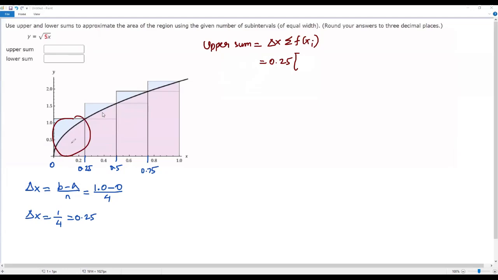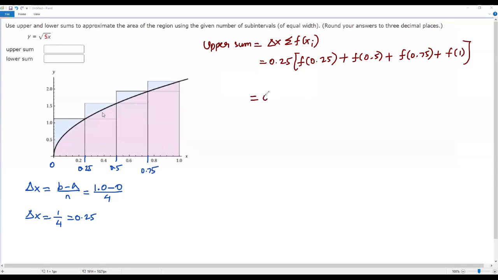Let's consider the first rectangle over here. The left endpoint is 0, the right endpoint is 0.25. Since we do the upper sum and right endpoint approximation, let's take the right endpoint of the first rectangle, that is 0.25, and plug it in for x. So that is f of 0.25. Now we take the right endpoint of the second rectangle, which is 0.5. Then we get plus f of 0.5. For the third rectangle, the right endpoint is 0.75, so plus f of 0.75. For the fourth rectangle, the right endpoint is 1.0, which can be taken as 1, so plus f of 1.